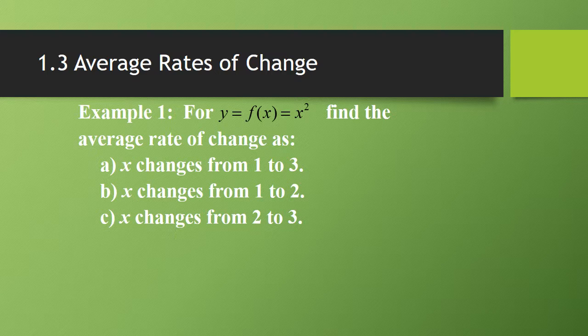Okay, now try this example. For y equals f of x equals x squared, find the rate of change as x changes from 1 to 3, from 1 to 2, and from 2 to 3. Let me give you a hint. You're going to need to find the y value or the f of x value for each of these x values. Pause the recording, give this a try, and resume to check your answer.